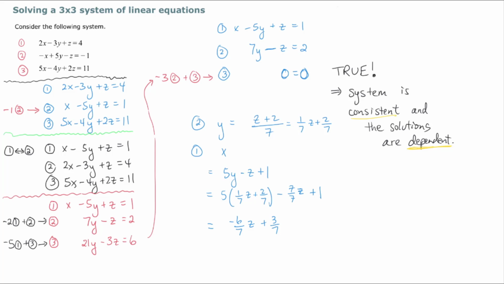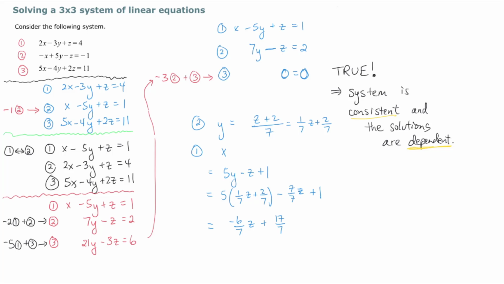Oh, I take that back. We have 10/7 plus 7/7. 10/7 plus 7/7 is 17/7. Let's try that again. That should be 17/7. Alright.